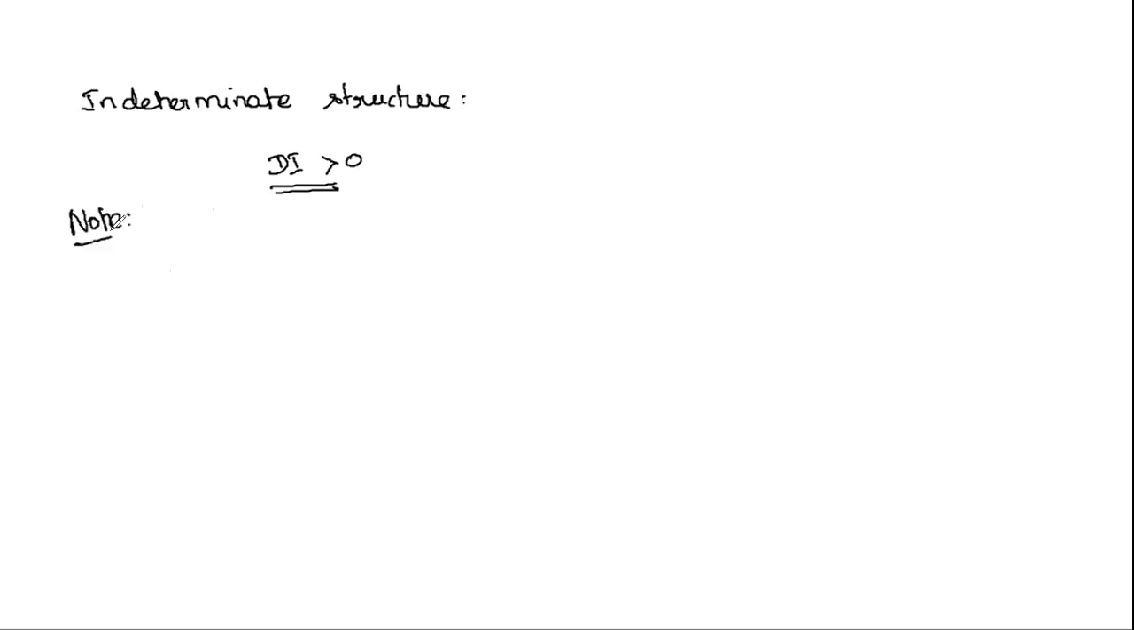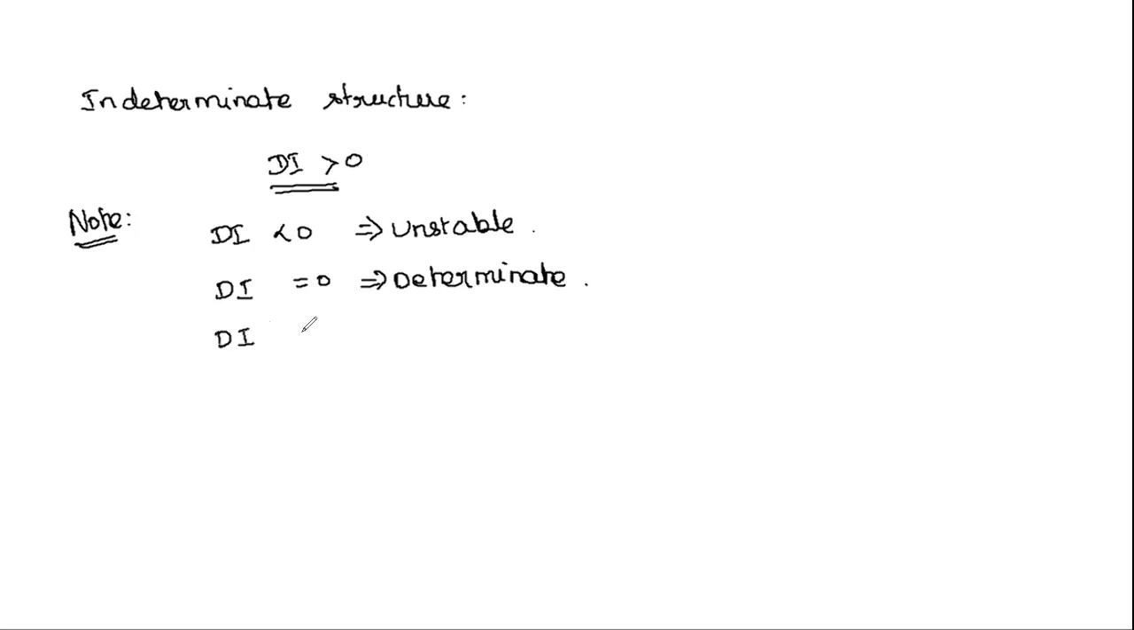So here we can make a note. These kinds of questions can come in the ESE exam. So note down: if the degree of indeterminacy is less than 0, then the structure is said to be unstable. If the degree of indeterminacy is equal to 0, then the structure is said to be determinate. If the degree of indeterminacy is greater than 0, then the structure is said to be indeterminate.